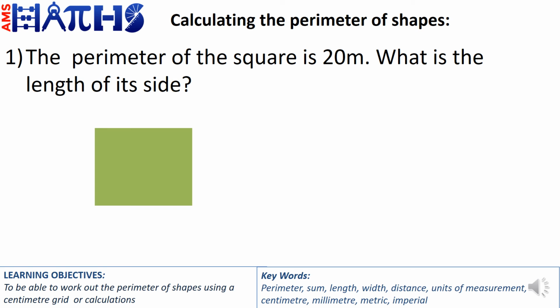Now we know that for a square, all the lengths of the sides are equal, and so the four lengths should be equal. Therefore, we would divide the perimeter by 4, and that will give us 5 meters. So the length of each side would be 5 meters. If you add them together, our perimeter, as stated in the question, will be 20 meters.